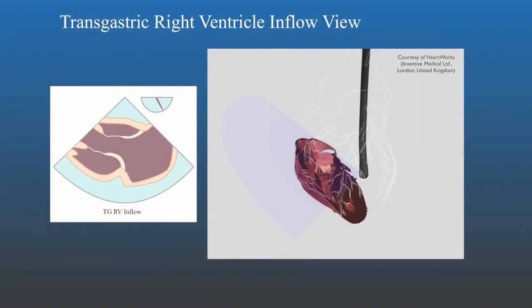Clockwise rotation of the probe from a transgastric long axis view yields a transgastric RV inflow view. This view can alternately be obtained from a mid-papillary view by rotating the probe clockwise until the right ventricle is in the center of the imaging sector, and then rotating the omniplane angle to between 100 and 120 degrees. Similar to the LV transgastric view, the apex of the right ventricle will be to the left of the screen, and the base will appear to the right.